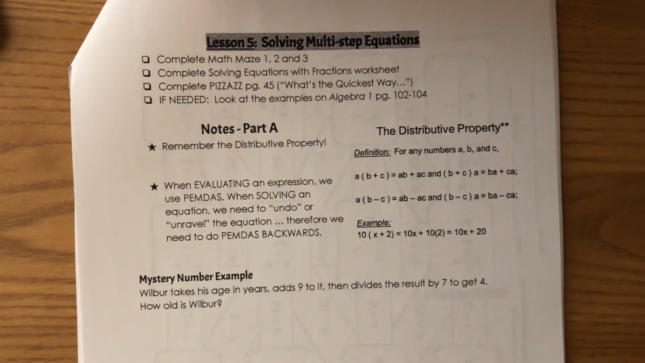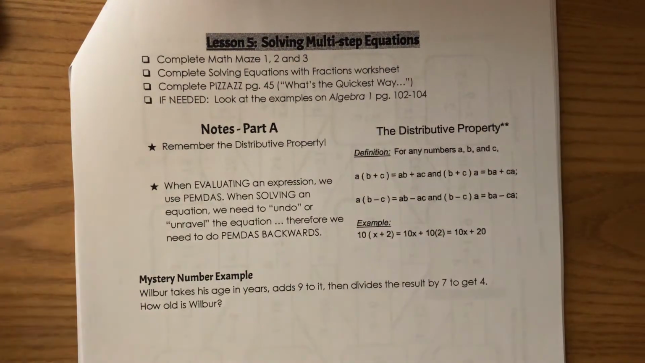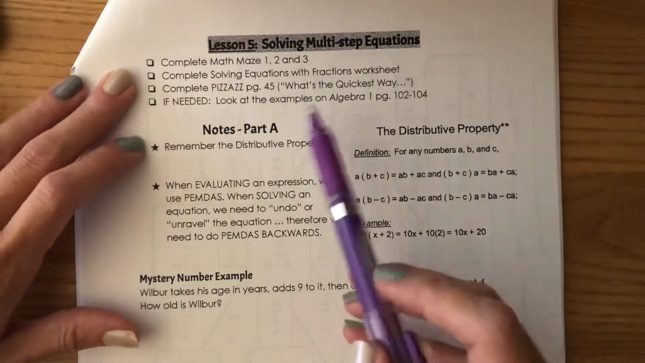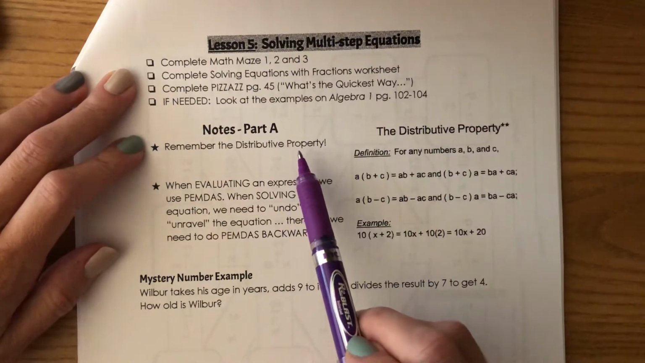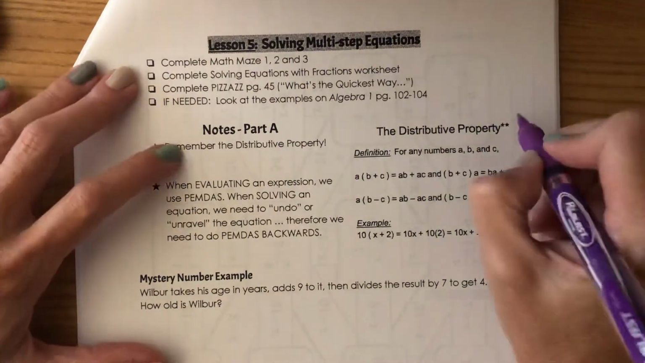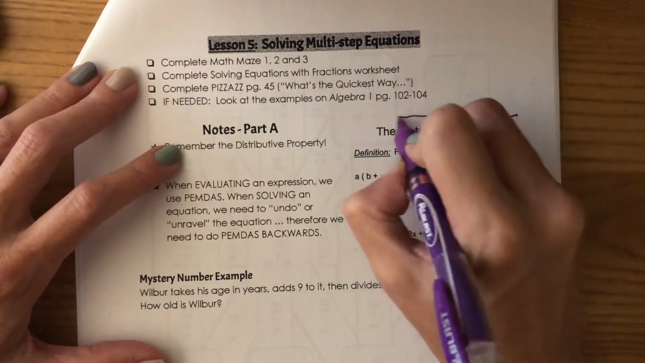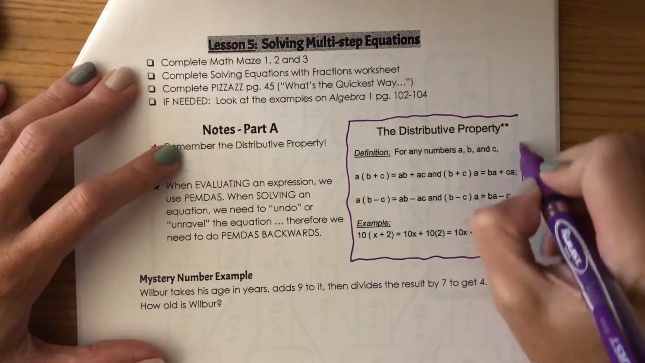All right, we are on lesson 5, solving multi-step equations, and this is going to be part 1. We're just covering this first page. So let's review. Notes, part A. Do you remember the distributive property? Because we're going to be using it a lot in algebra. Right over here is our distributive property, so go ahead and put a fancy little box around that.